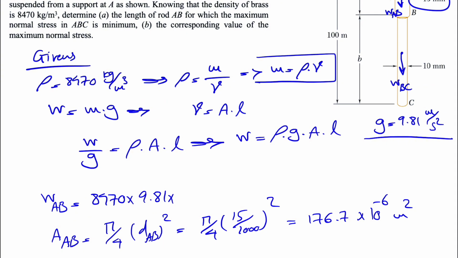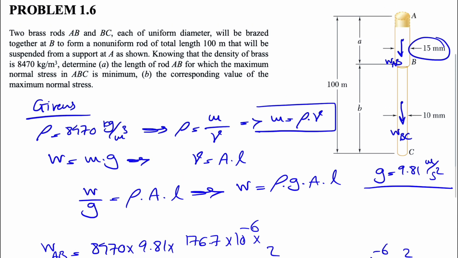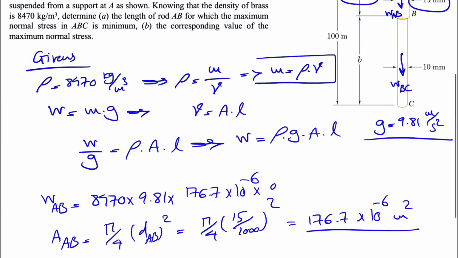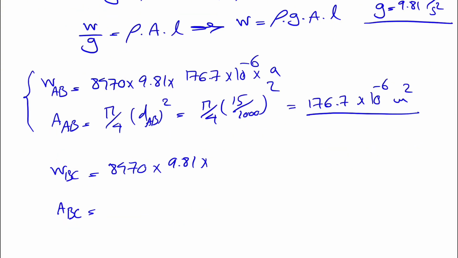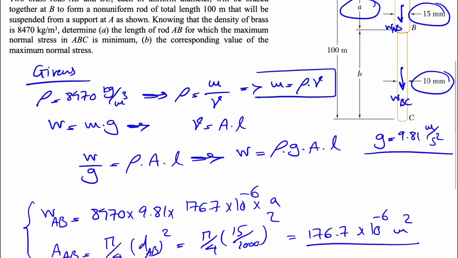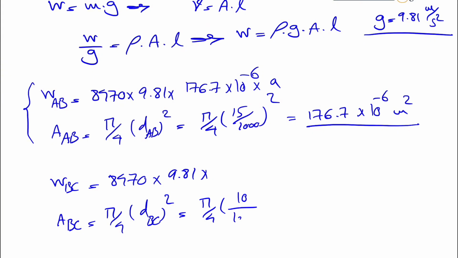So the weight would be, we plug in the area from the previous part: 176.7 times 10 to the minus 6, and the L here is the length of AB, which we'll call A. So that was for AB. Let's do the same thing for BC. Again we have the same density times 9.81 times the area for BC. That is pi divided by 4 times the diameter of BC. Let's see what we have in the figure. The diameter is 10, so pi divided by 4 times 10 divided by 1000 to get meters, and if we calculate this we get 78.54 times 10 to the minus 6 meters squared, and we plug it in here.